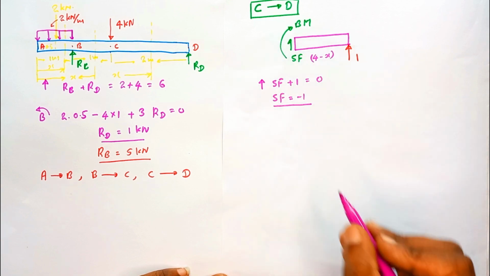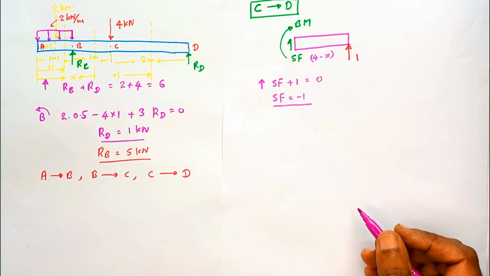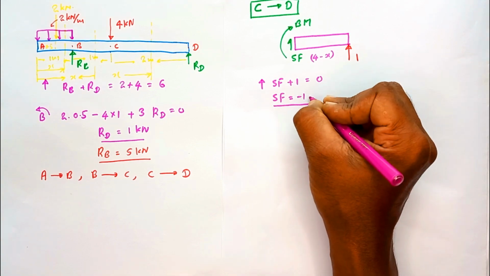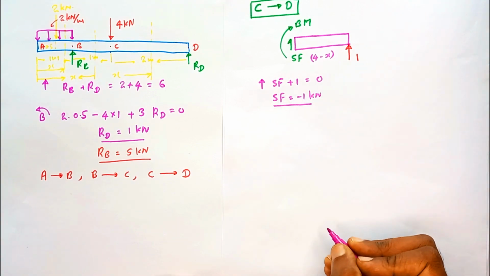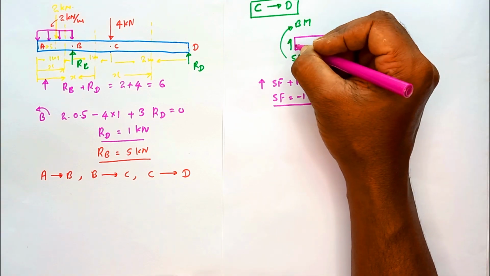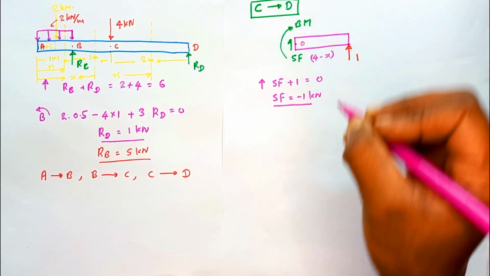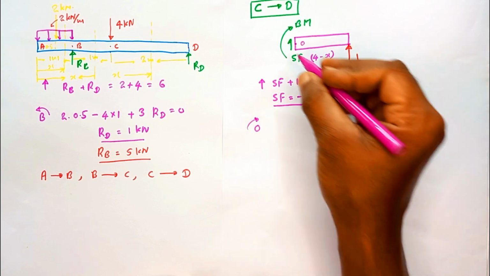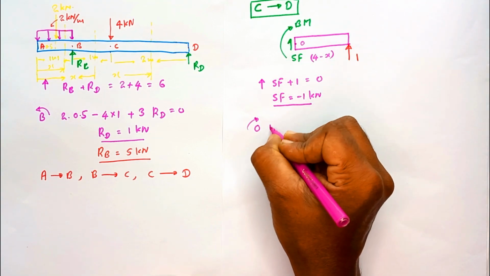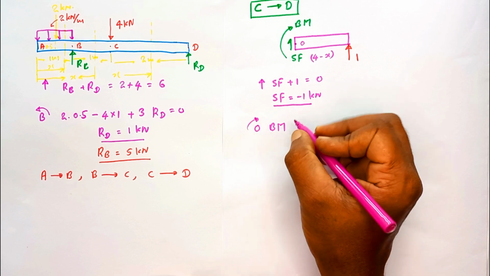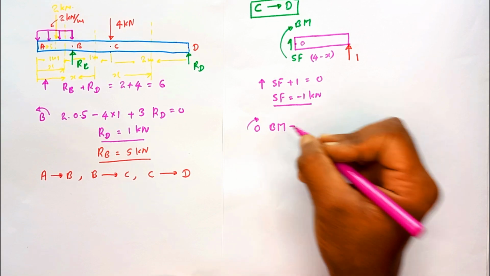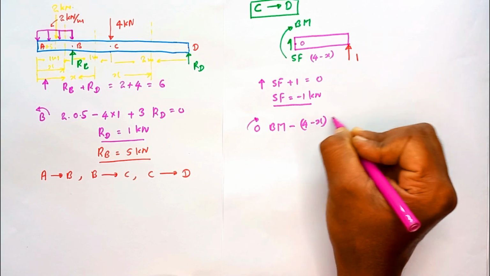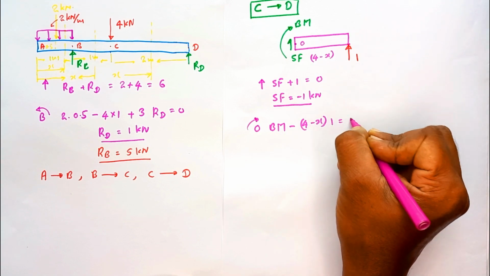This is how shear force is varied throughout the length of C to D region. The constant negative minus 1 kilonewton. Then let's take the moment around this. Let's take this point as O. So I'm going to take the moment around this O point to obtain the equation for bending moment. The bending moment minus the 4 minus x into 1 is equal to 0.